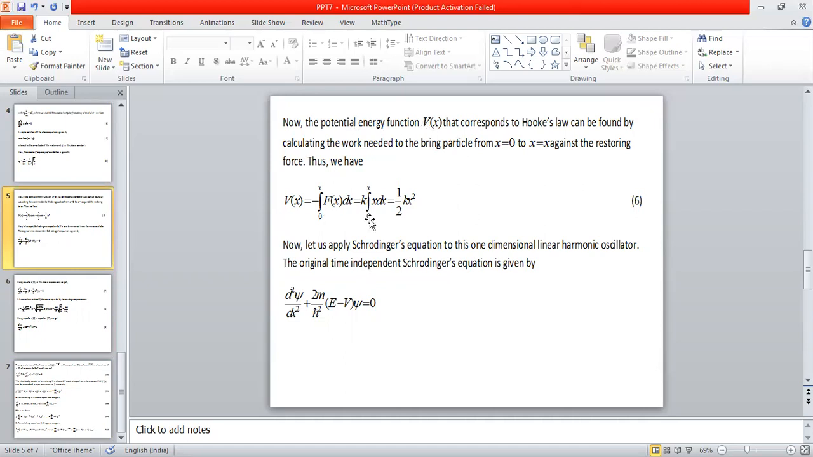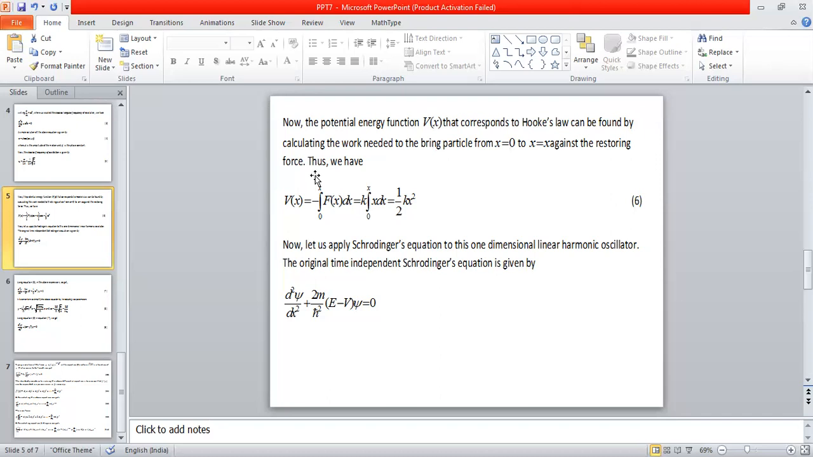The potential energy function is simply equal to the negative of the work done. As per the work-energy theorem, the potential energy of the system is always equal to the negative of the work done, and that work done is the amount of work needed to bring the particle from x equal to 0 to x equal to x, against the restoring force. If the particle has to be taken from some reference position x equal to 0 to some other arbitrary position x, then work has to be done against the restoring force. The restoring force always opposes the displacement as per Hooke's law.